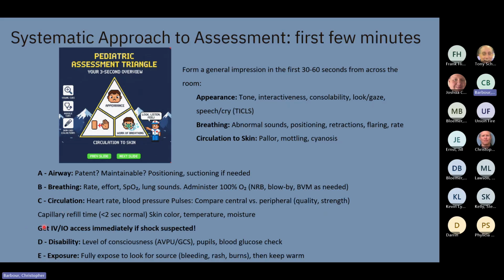One thing about the ABCDE as an ITLS instructor, if you have exsanguinating bleeding, please address the bleeding as soon as possible, because if they bleed out, the rest of it's not going to happen. Get IV/IO access as soon as possible.